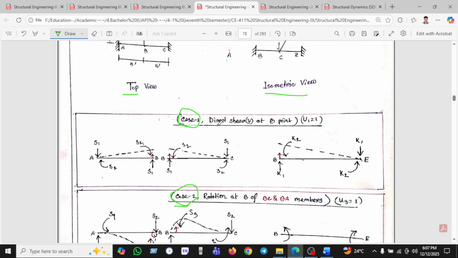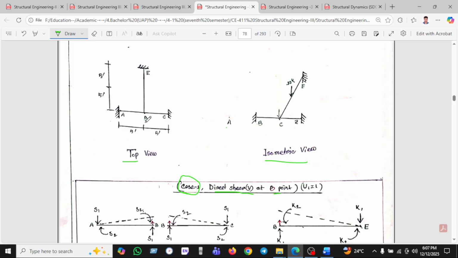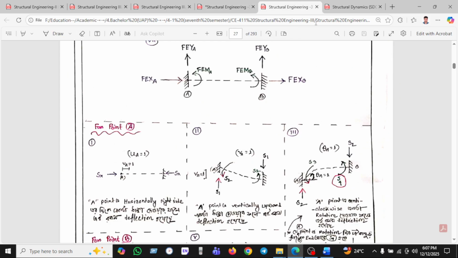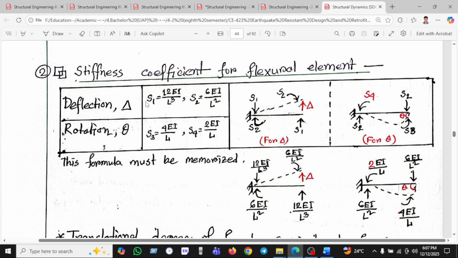So let's see case 1, in which we are applying direct shear at B. So this is the point B. At point B we are using the upward direction, that means we will use the upward force from bottom to up. So we are using S1 at point B. S1 means stiffness, we are just saying S1. What does S1 mean? It is 12 EI by L cube.